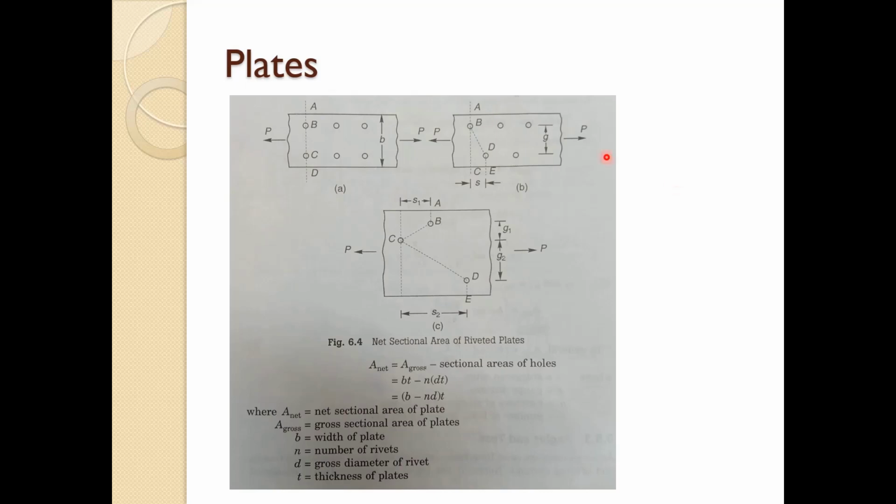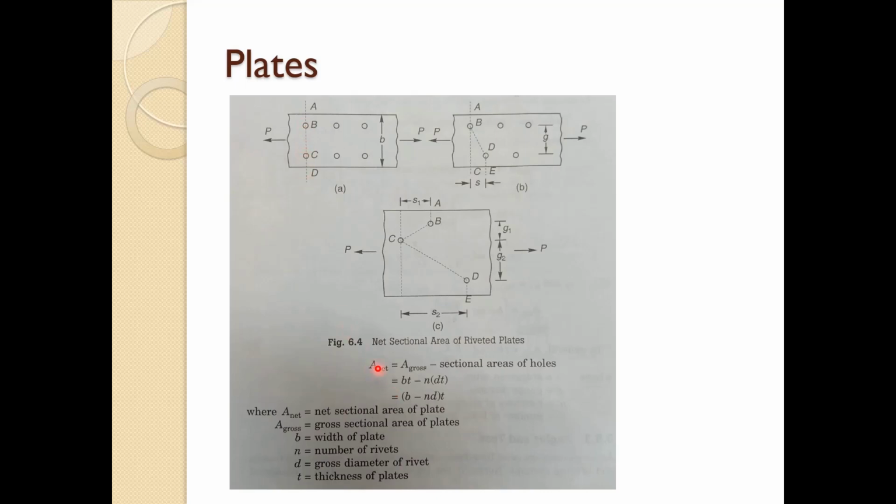So first we are going to consider the plates. The net sectional area for the plate members is obtained by deducting the area of rivet holes from the gross sectional area of the plate. So we will consider the first case. Suppose this plate is subjected to this pull. So for the net sectional area along the section A, B, C, D, it is nothing but the gross area of this plate minus the area of rivet holes at B and C.